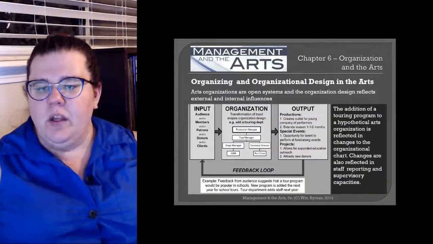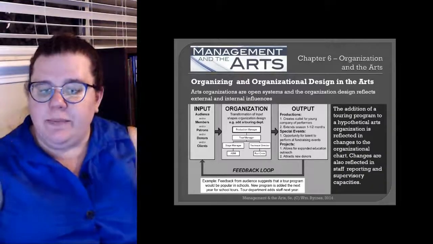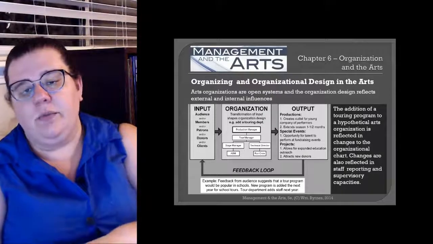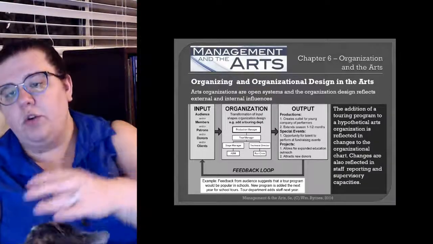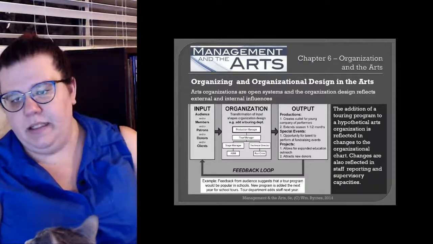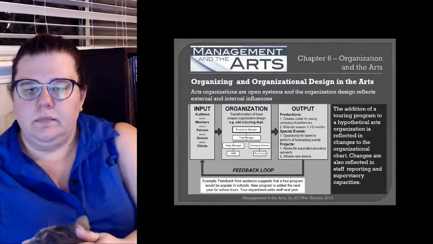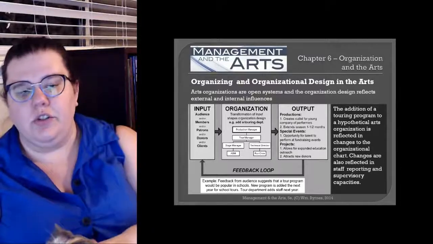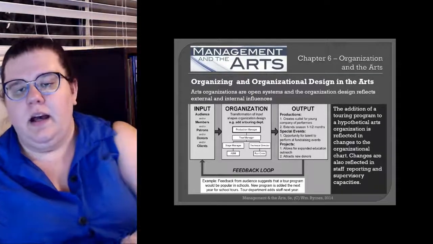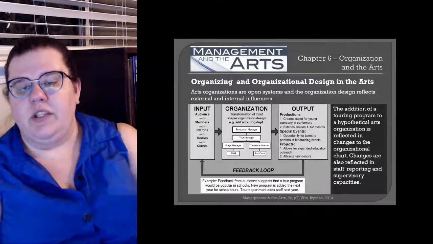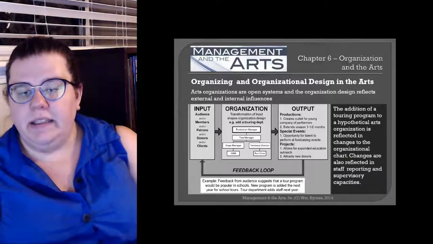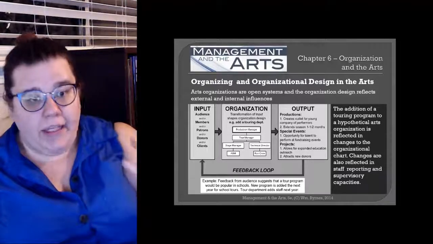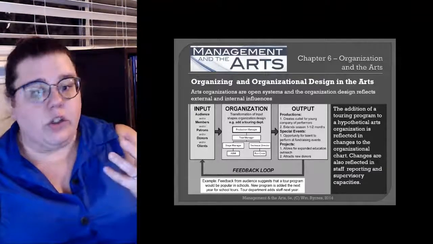Okay. So arts organizations, we've talked about this before, right, are open systems, and the organization design reflects external and internal processes and influences, right? So your input, of course, is your audience or your members or your patrons or your donors or your clients. Your organization transforms from that input, right? And in this example, we're adding a touring department. So if we're adding a touring department, we have to think about what the structure of that department is, right?